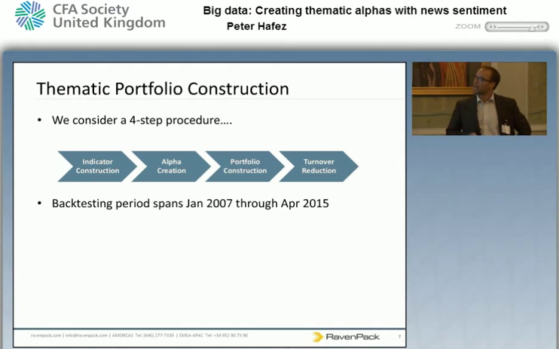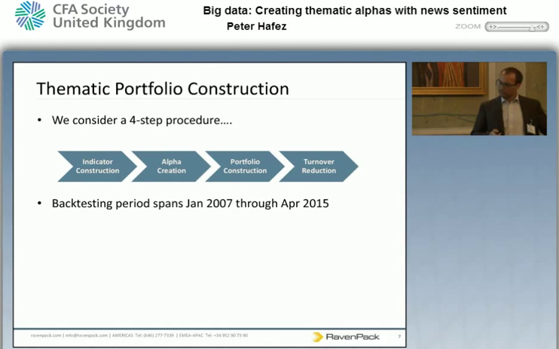So as I mentioned, we have a 4-step procedure in coming up with our thematic portfolios. First, we're going to look at how we create our indicators, and then we're going to use those indicators to create a set of alpha strategies. Those alpha strategies are combined into a portfolio, so there's an optimization going on. So how much should we weight each of those alphas in our final portfolio selection process? And then finally, we'll try and see how we can implement this more efficiently.